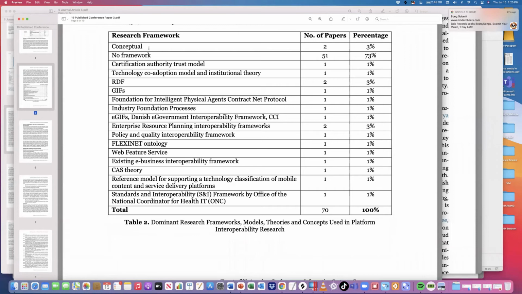So if you look at it, no framework is used most. So the area needs more theory. All the other theories are 1. That means the area itself is now developing. And it's not surprising the paper was called Preliminary Insights.